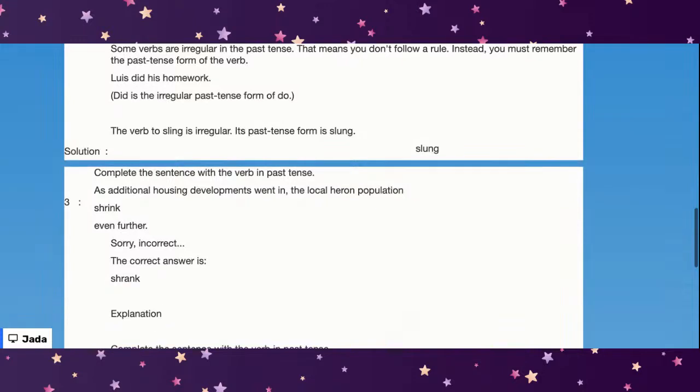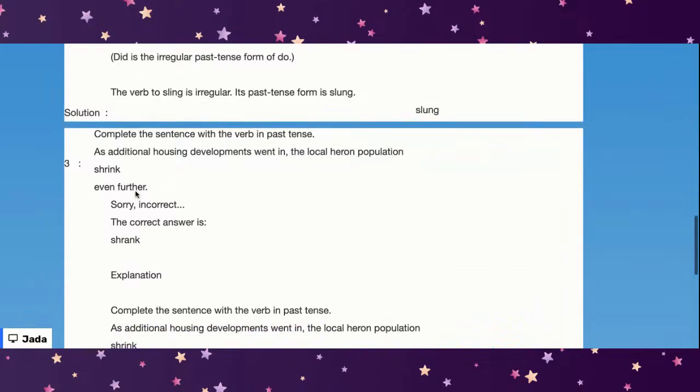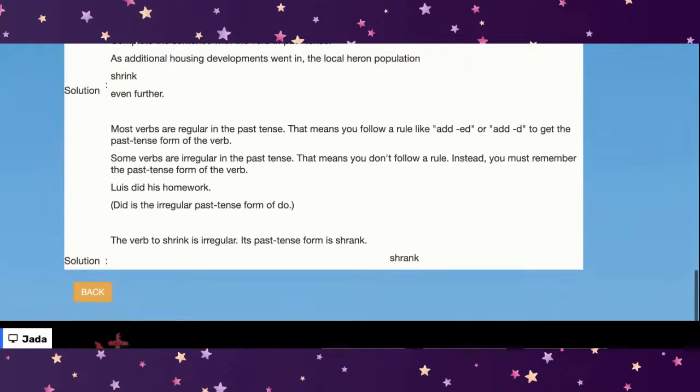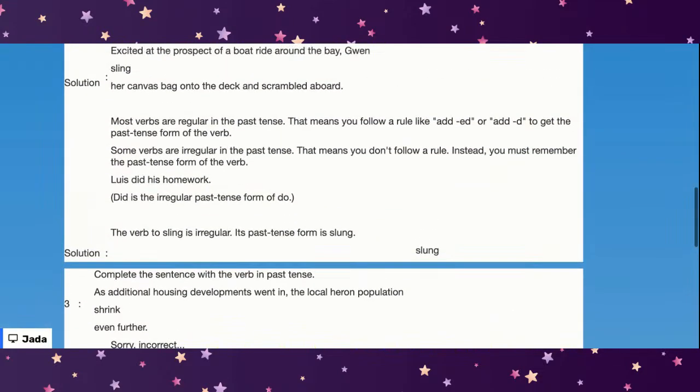So an additional housing development went in. The local Huron population shrink, okay, even further. So it has to be shrunk, which is the irregular past of this. Okay, so let's move on to the test now.